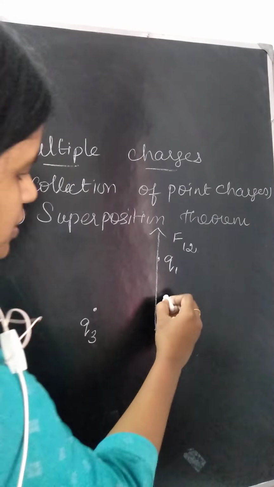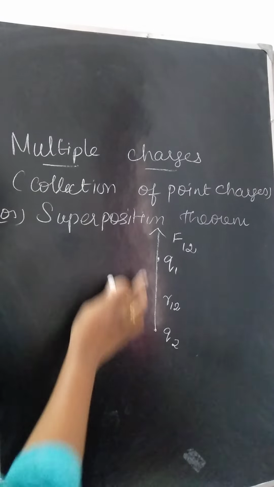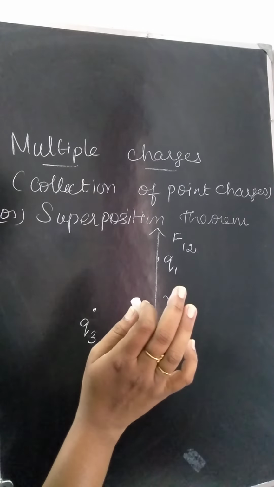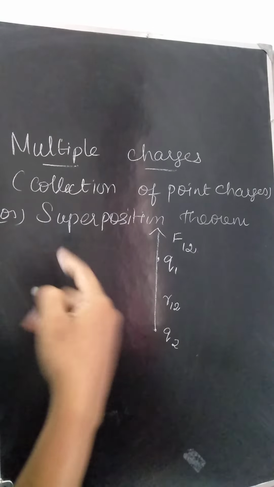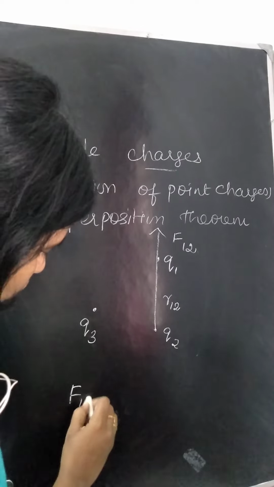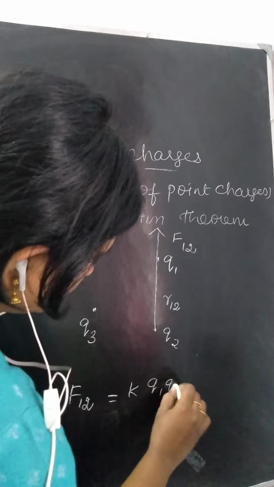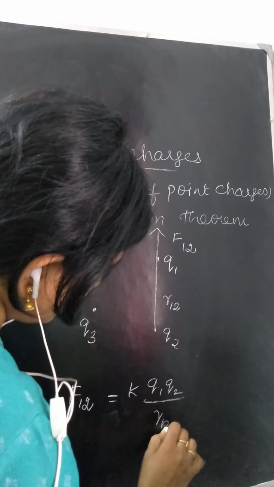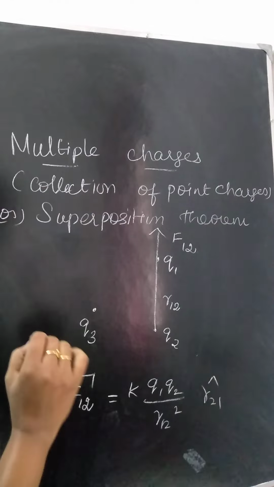Which one? The distance between these two is R12. I am talking about the distance only, not the unit vector. R21 is the unit vector. When you are finding, for example, if I am writing the force on 1 due to 2, how will you write? K into Q1, Q2 divided by R12 square into R21 cap. Am I correct now?